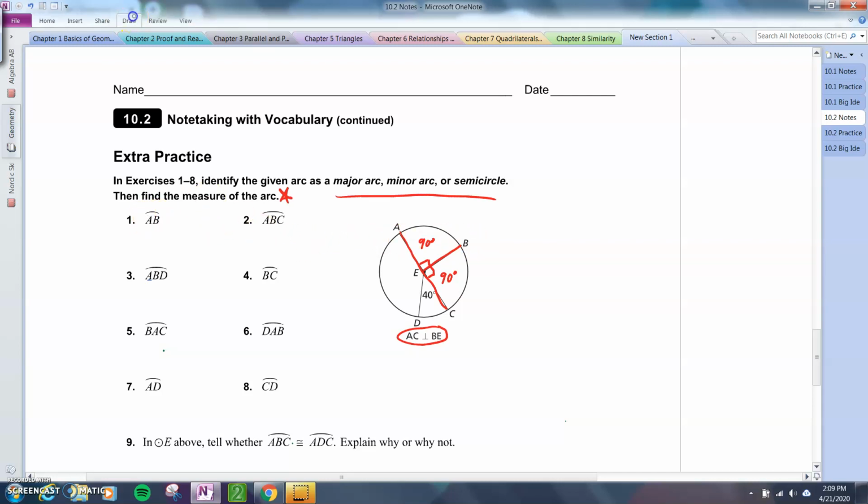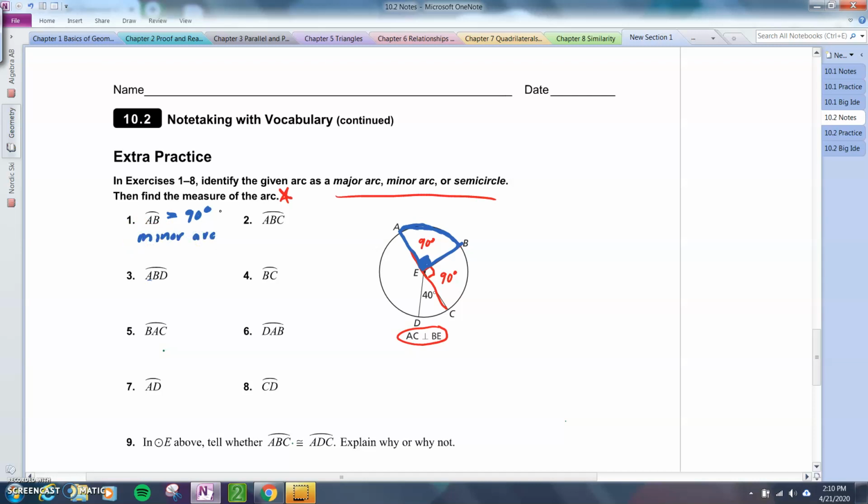Well, AB. AB is that arc there. And now remember, an arc is the same measure as its central angle. In other words, the angle that kind of creates the arc. So we're looking at the angle here, the central angle that creates this arc. Well, that's 90 right there. So therefore, that arc would also be 90. And now, is it minor, is it major, or is it a semicircle? Well, it's written with 2 points, and it's less than 180 degrees. So this is a minor arc.